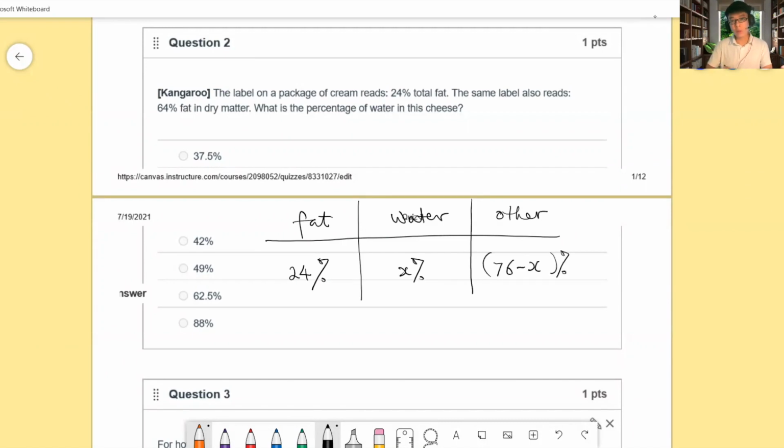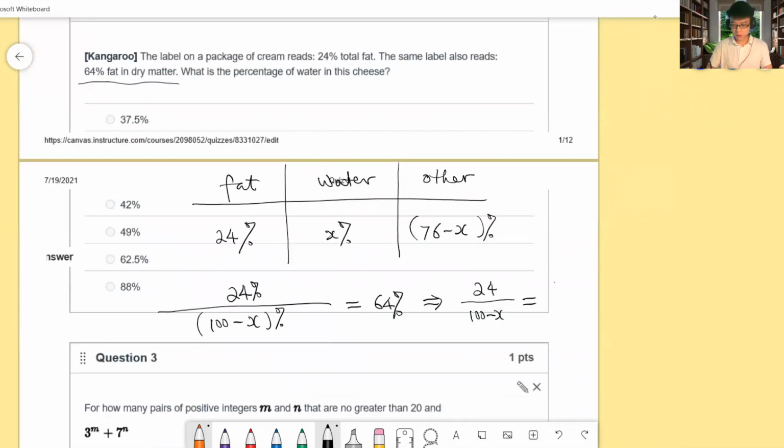Now, we need to set up an equation to solve x. It's based on the latter percentage, 64% fat in dry matter. So that means the total fat is 24% over everything except water, which is 100 minus x percentage. This fraction is equivalent to 64%. And from here, we can solve x. So basically 24 over 100 minus x equals 16 over 25.